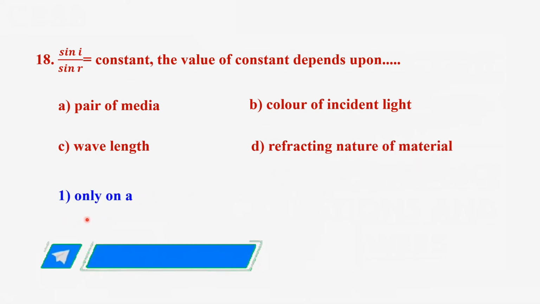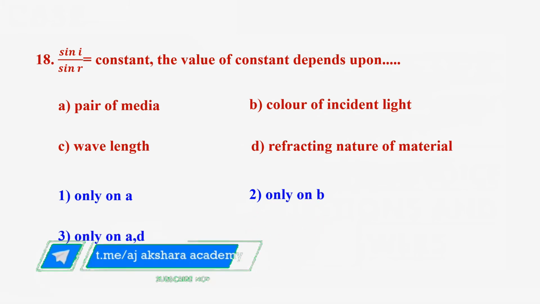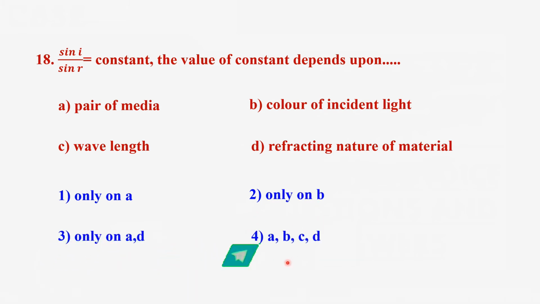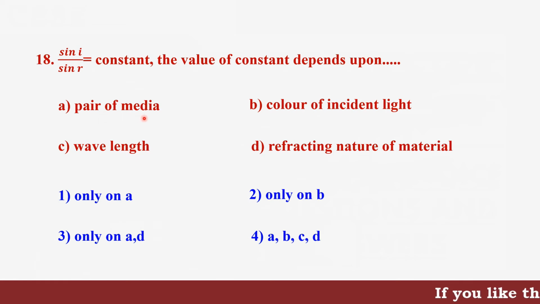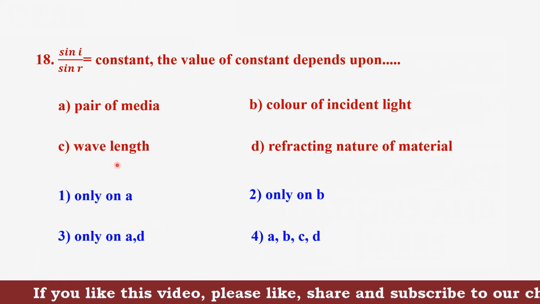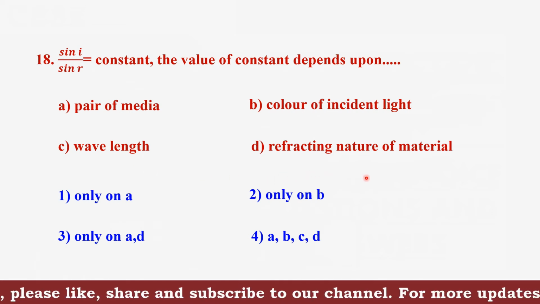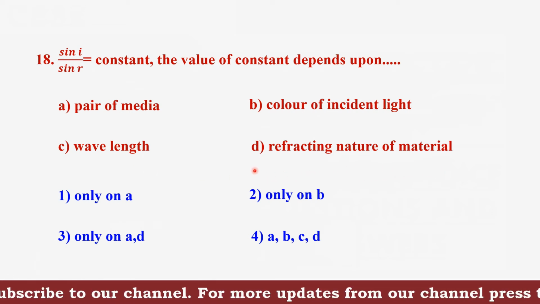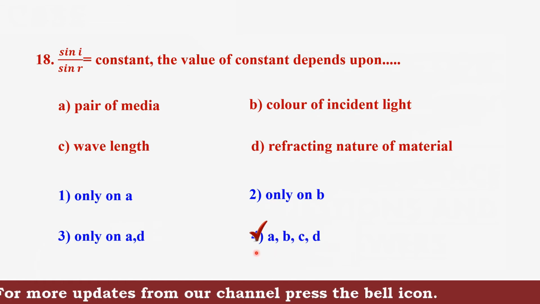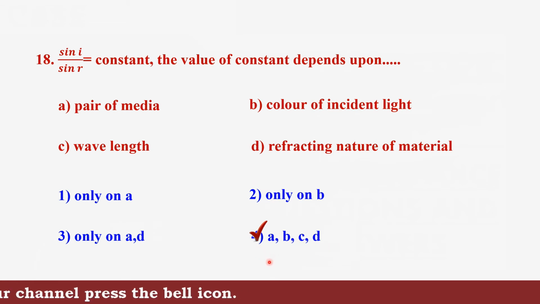The first option is only A, the second option is only B, the third option is only A and D, and the fourth option is A, B, C, D. So the value of the constant depends on all factors. It depends upon the pair of media, the color of incident light, the wavelength, and the refracting nature of material. So the correct answer is A, B, C, D. Fourth option is correct.